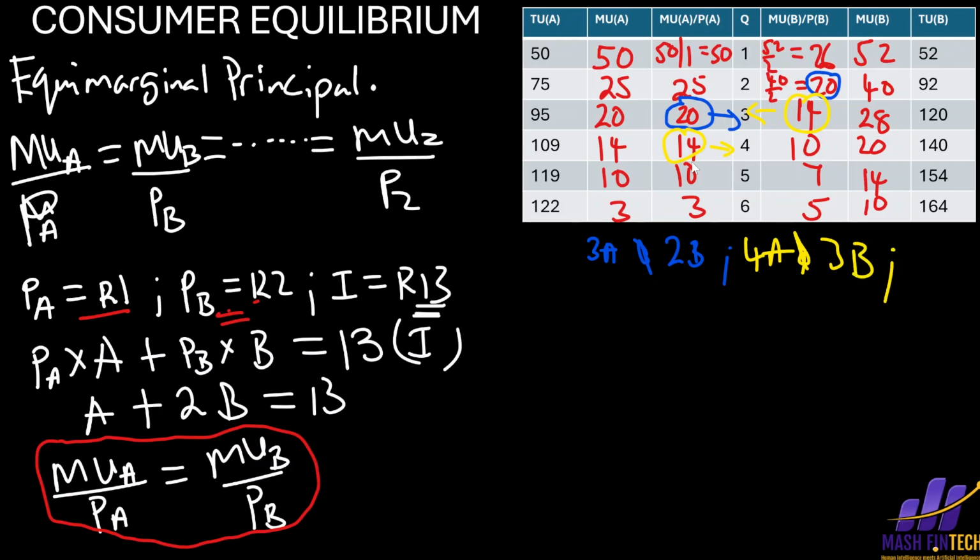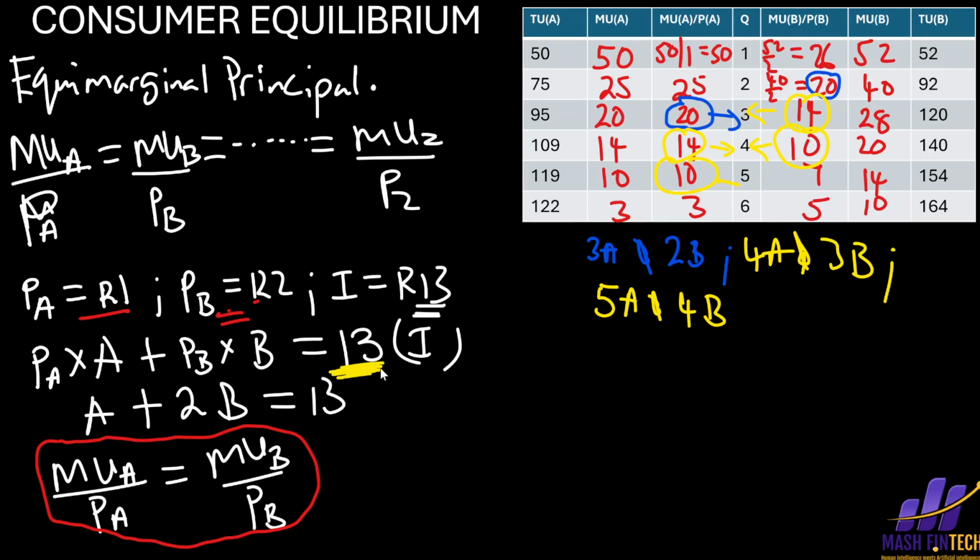Let's see if there's another one. You see there's 10 here and there's 10 here. So in that case, we have 5 apples and how many bananas? 4 bananas.